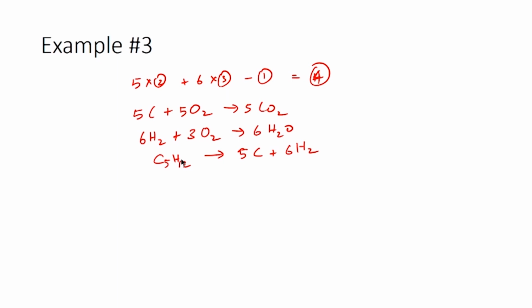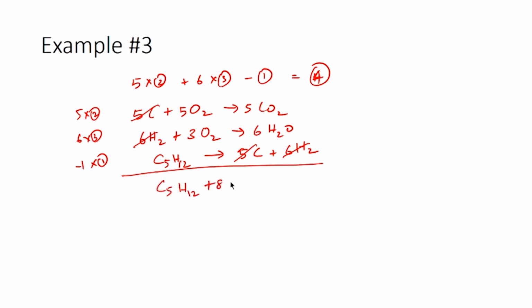Okay. Now, let us find the summation of these 3 reactions. So, this is basically 5 times 2 that I have done, 6 times 3 that I have done, and minus 1 times 1 that I have done. Adding all this, what we end up with is 5 carbon gets cancelled, 6 hydrogen gets cancelled, and you have C5H12 plus 8 oxygen gives 5 CO2 plus 6 H2O.